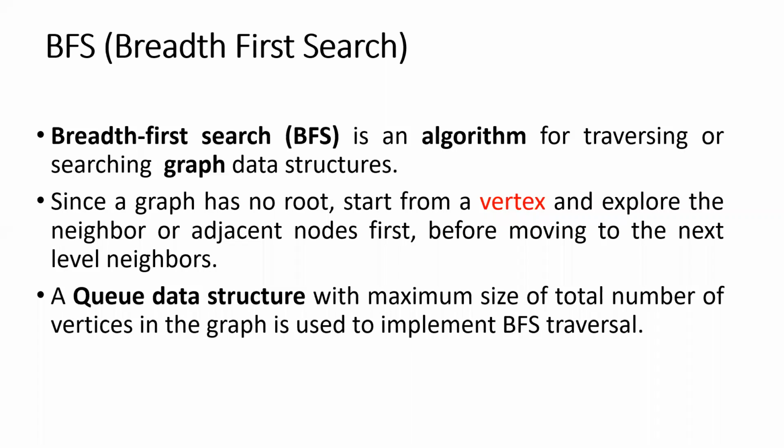Reaching a node, we will be exploring that particular node which is at the front of the queue. After exploring all the adjacent vertices of the node in front of the queue, we will be deleting that vertex from the queue. After exploring all the adjacent vertices, we will then move on to the next level of neighbors. We will see an example and we will get it.